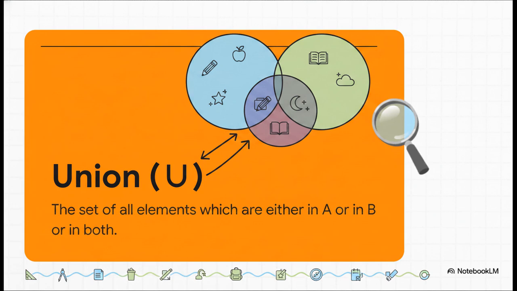Our first big operation is the union, and it's represented by that U-looking symbol. The easiest way to think about it is uniting. The union of two sets is just a new, bigger set that contains every single element from both of the original sets you started with.